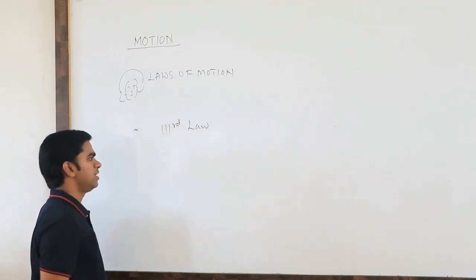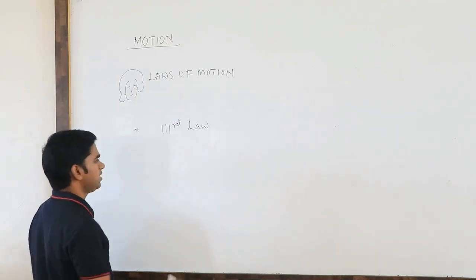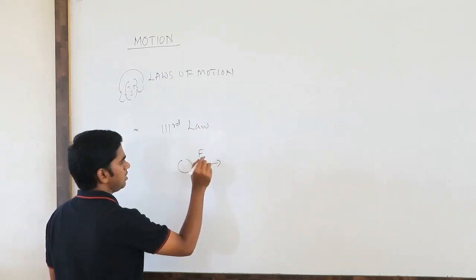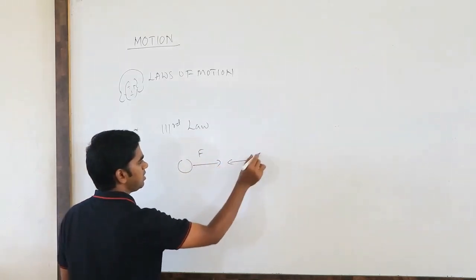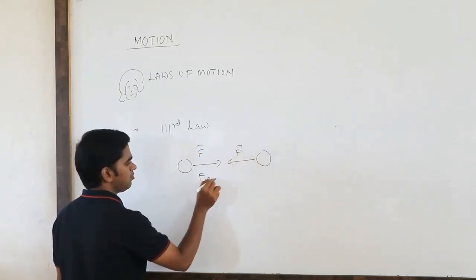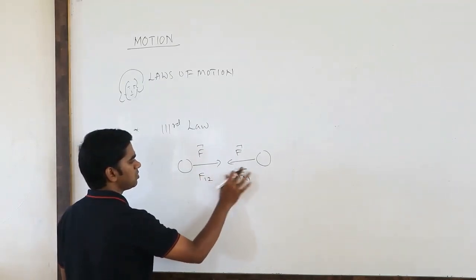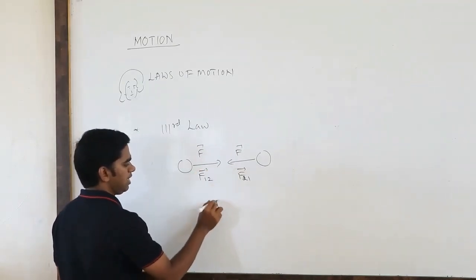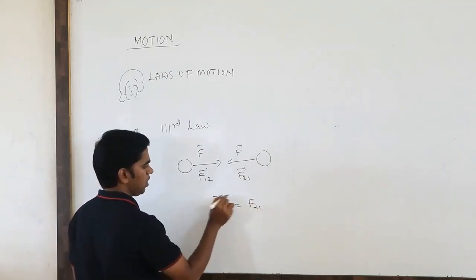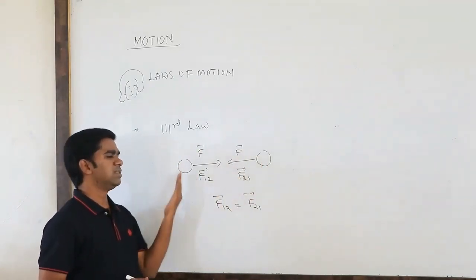Again, you all know this very well. Very simple. If you slap somebody, they will also slap you. Suppose a body is applying the force F on another body. That body will also apply a force F, but in the opposite direction. If one applies the force F12, the other applies F21. These two forces are equal and opposite, so I can write F12 equals F21. How much force this applied on that one, the same amount of force that will apply on this one.